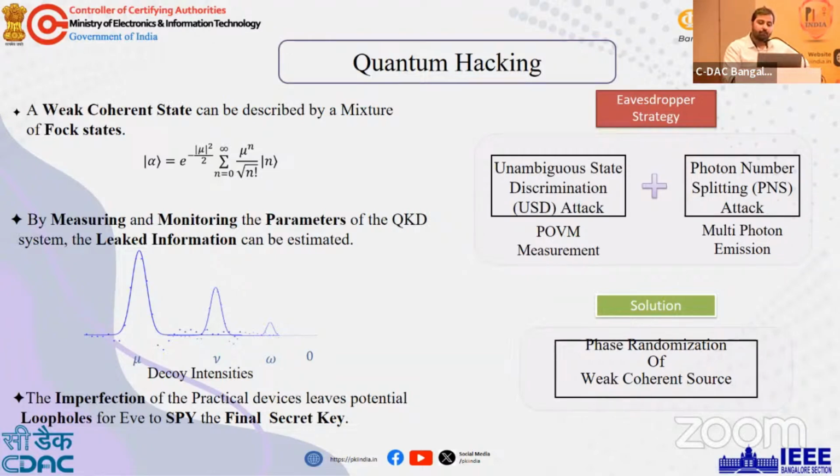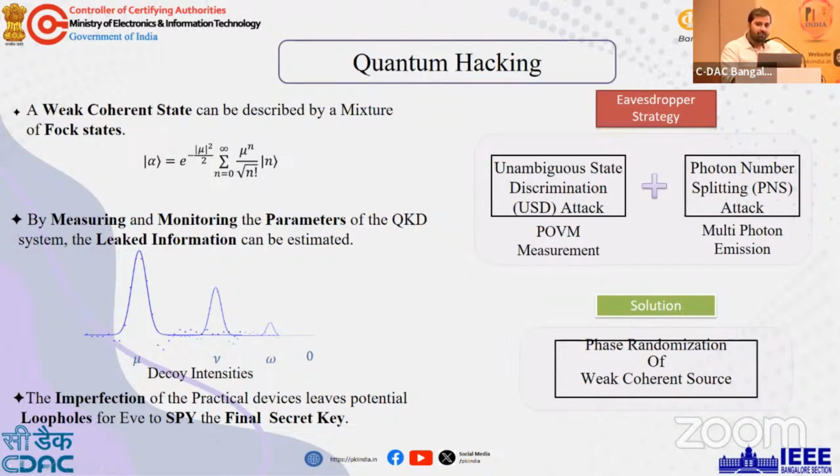It means that when we have a pulsed laser source, we attenuate it in such a way that the mean photon number per pulse is less than one, and along with this, we send decoy states. Decoy states are nothing but lower intensity signals. So any effect or presence of Eve will affect this lower intensity first, and that can be monitored through the parameters of the QKD system. As I said, this imperfection of practical devices leaves potential loopholes for Eve to spy on the final secret key.